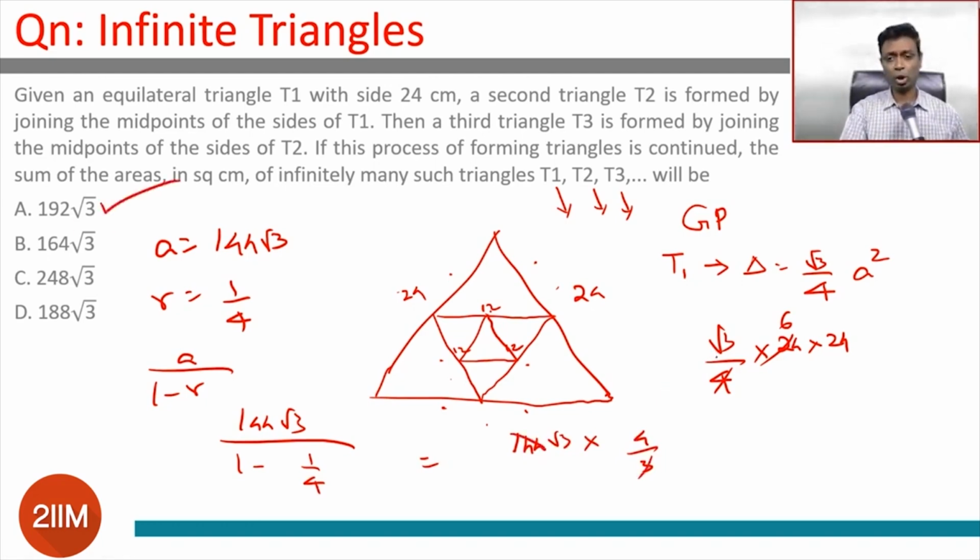There's a geometric progression involved, and then we plug in root 3 by 4 a square, and then we do a by 1 minus r.